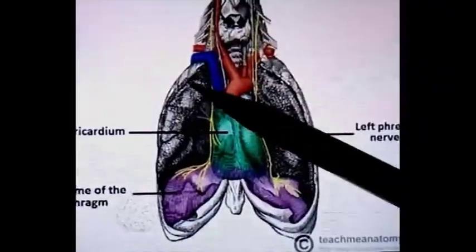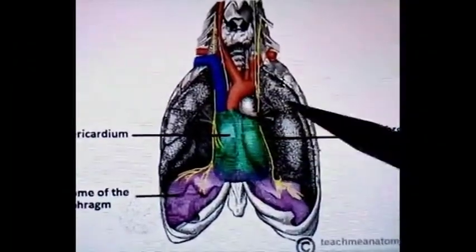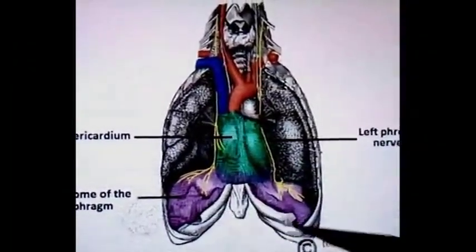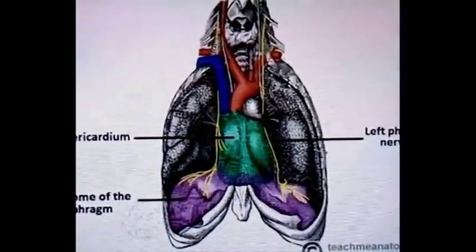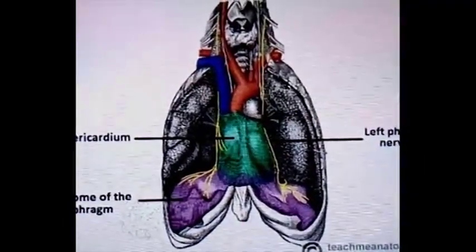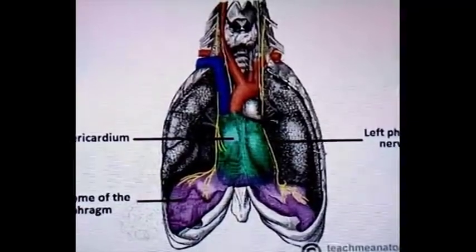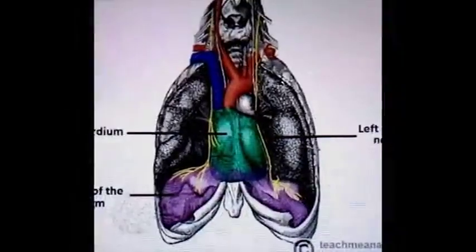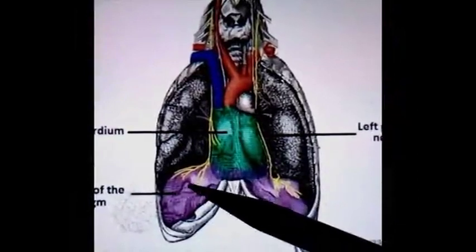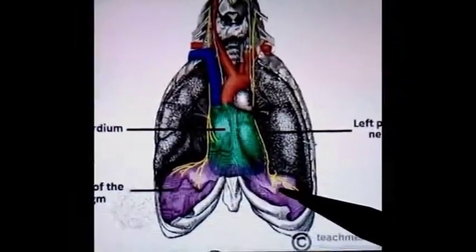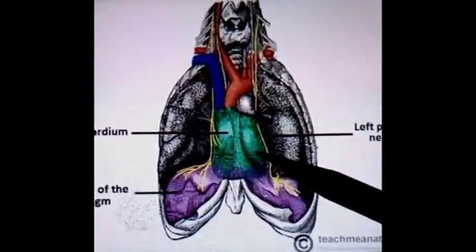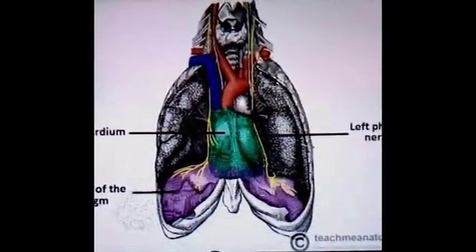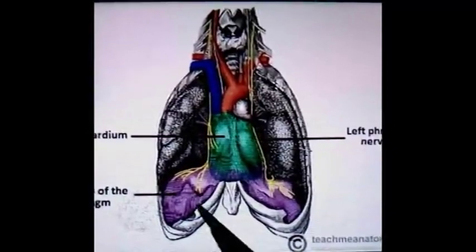Branches are also given for the pleura in the thorax area and for the peritoneum in the abdominal cavity, where these receive the sensations; these are the sensory branches. So the nerve supplies motor fibers to the diaphragm and receives sensations from the pleura, pericardium and peritoneum, and also from the diaphragm.